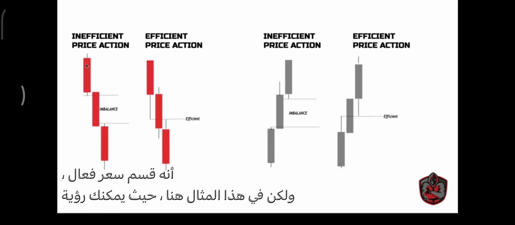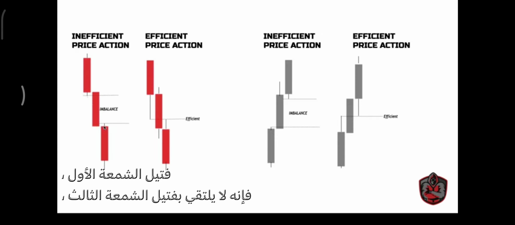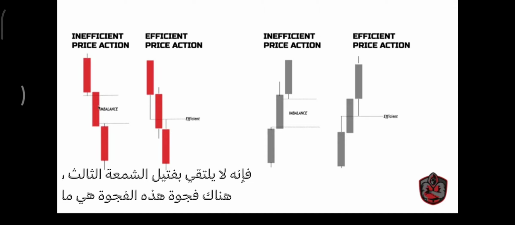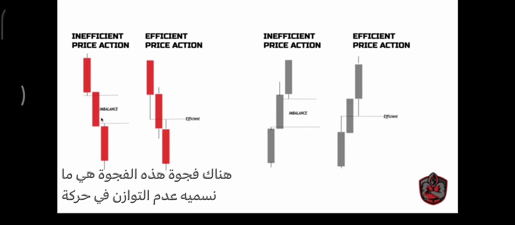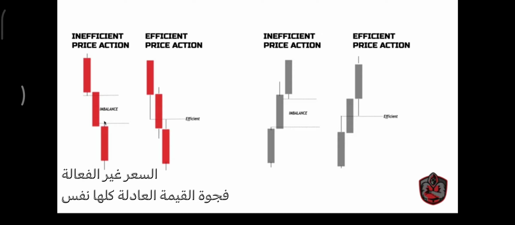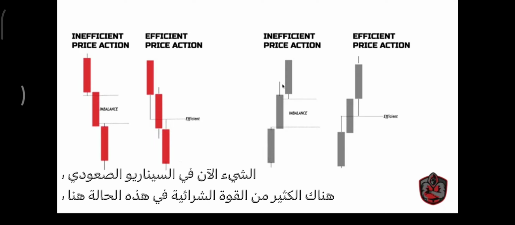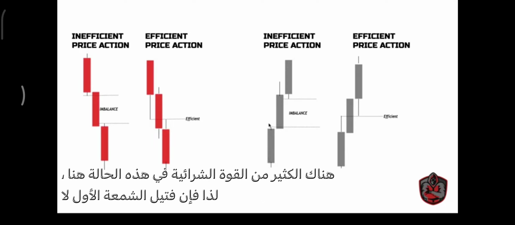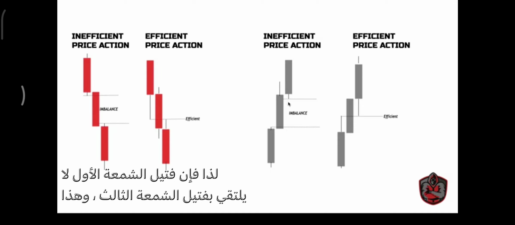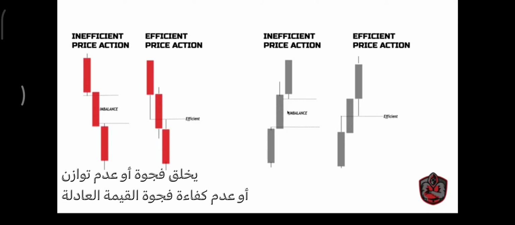But in this example here, as you can see, the first candle's wick doesn't get met by the third candle's wick. There's a gap. That gap is what we call imbalance, inefficient price action, fair value gap. They're all the same thing. Now, in a bullish scenario, there's a lot of buying power in this case here. So the first candle's wick doesn't meet with the third candle's wick. This creates a gap, an imbalance, or fair value gap, inefficiency.